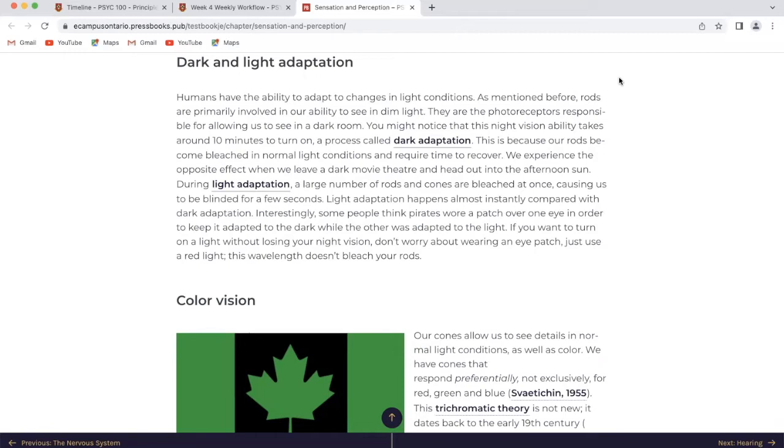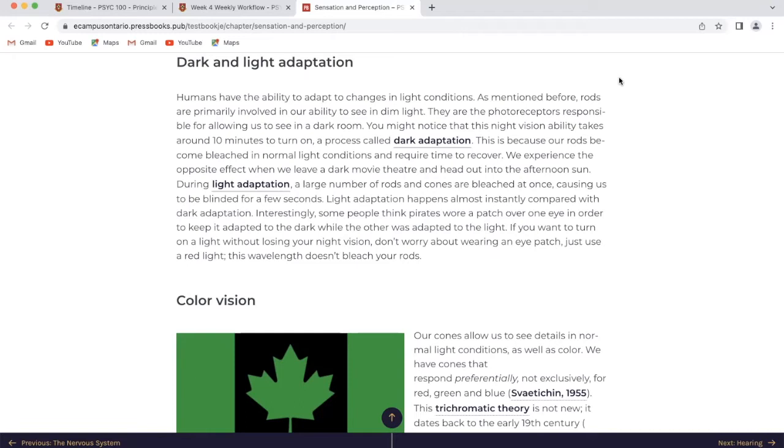We experience the opposite effect when we leave a dark movie theater and head out into the afternoon sun. During light adaptation, a large number of rods and cones are bleached at once, causing us to be blinded for a few seconds. Light adaptation happens almost instantly compared with dark adaptation. Interestingly, some people think pirates wore a patch over one eye in order to keep it adapted to the dark, while the other was adapted to the light.